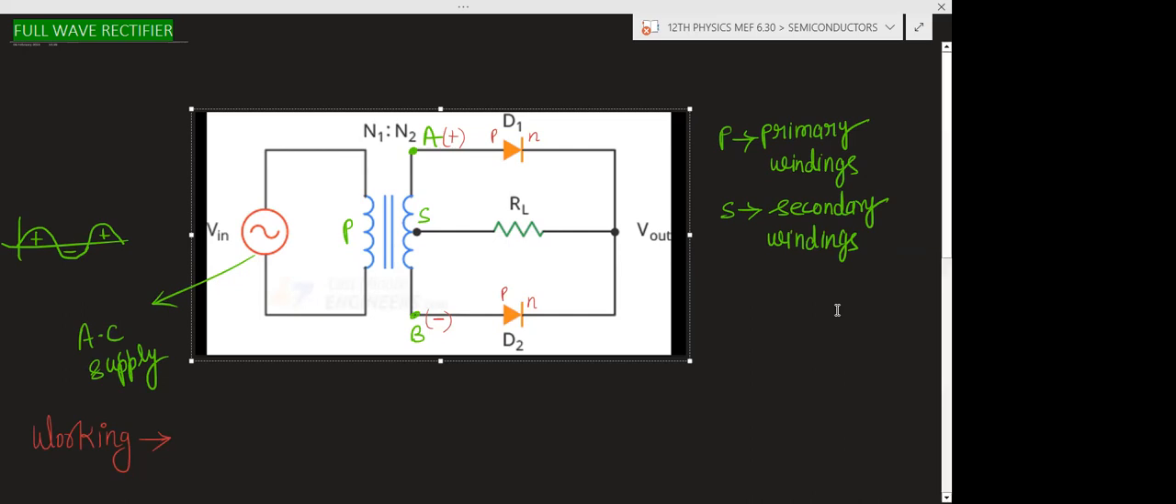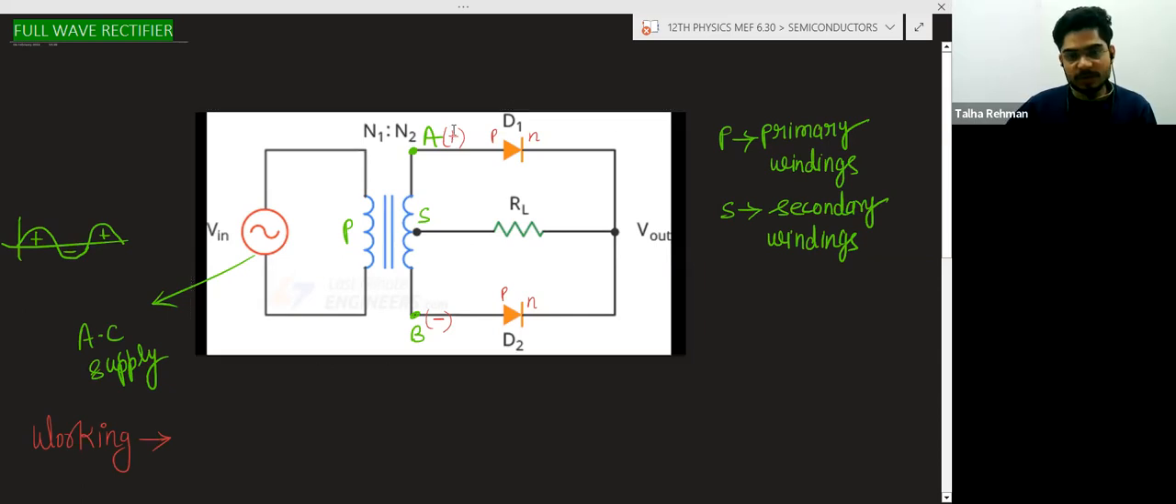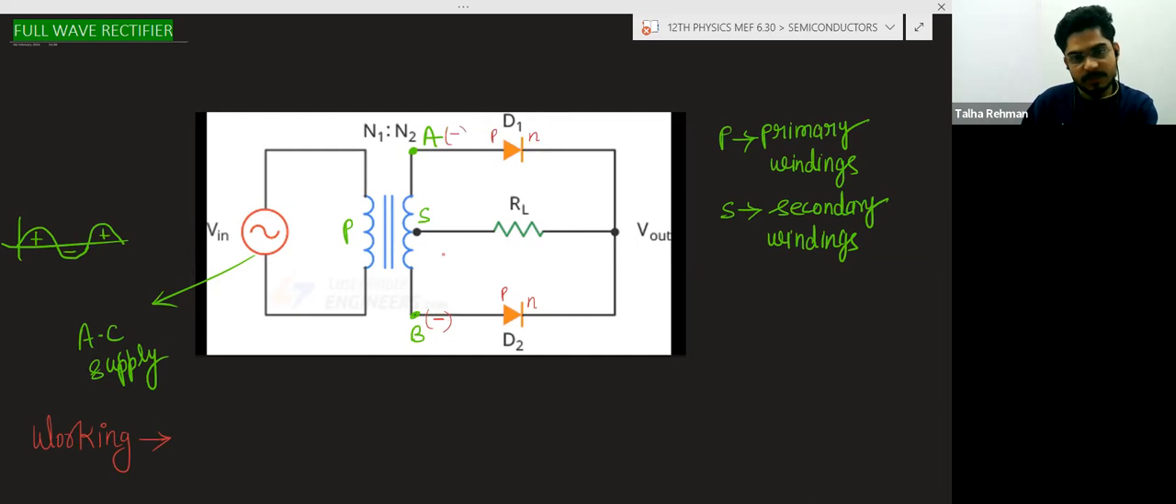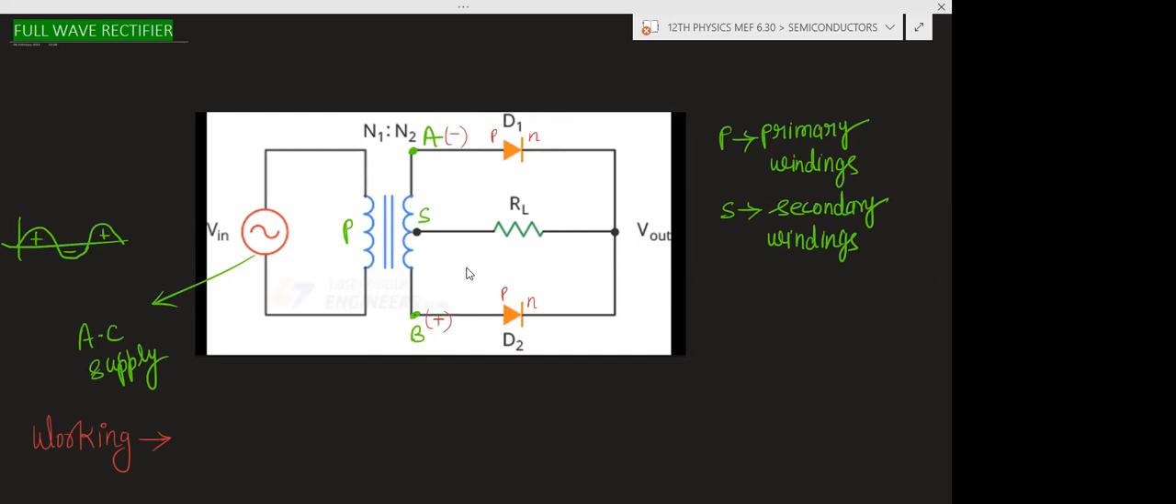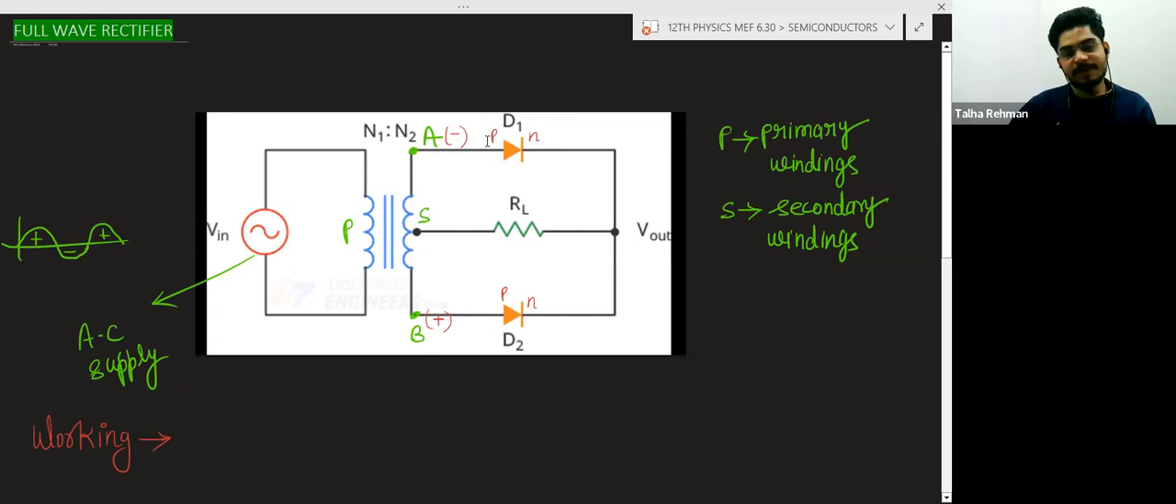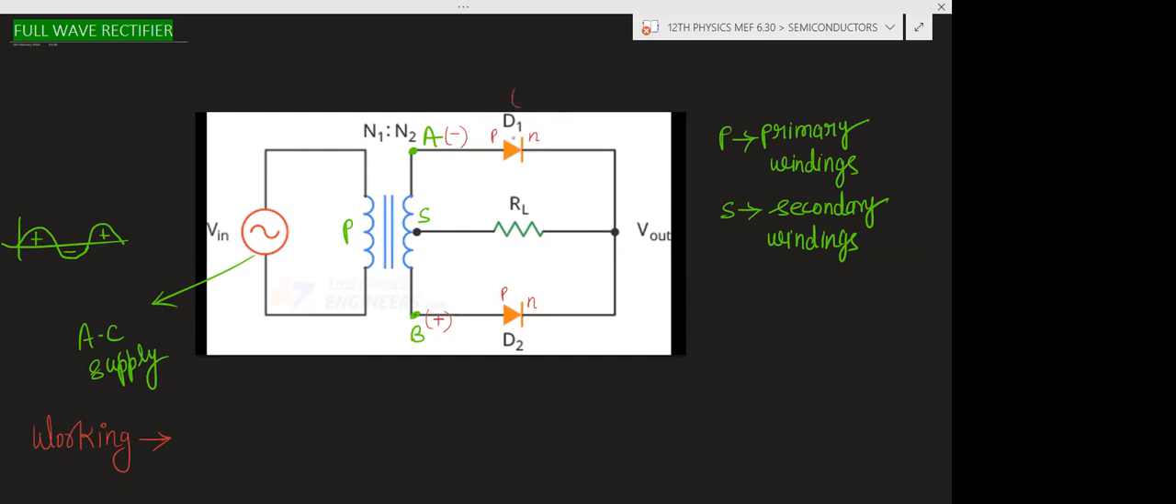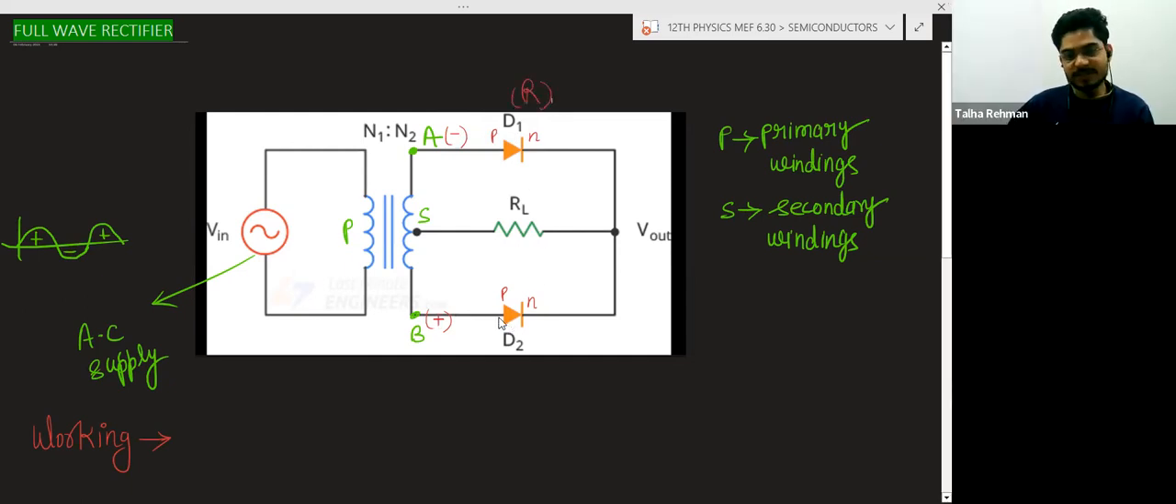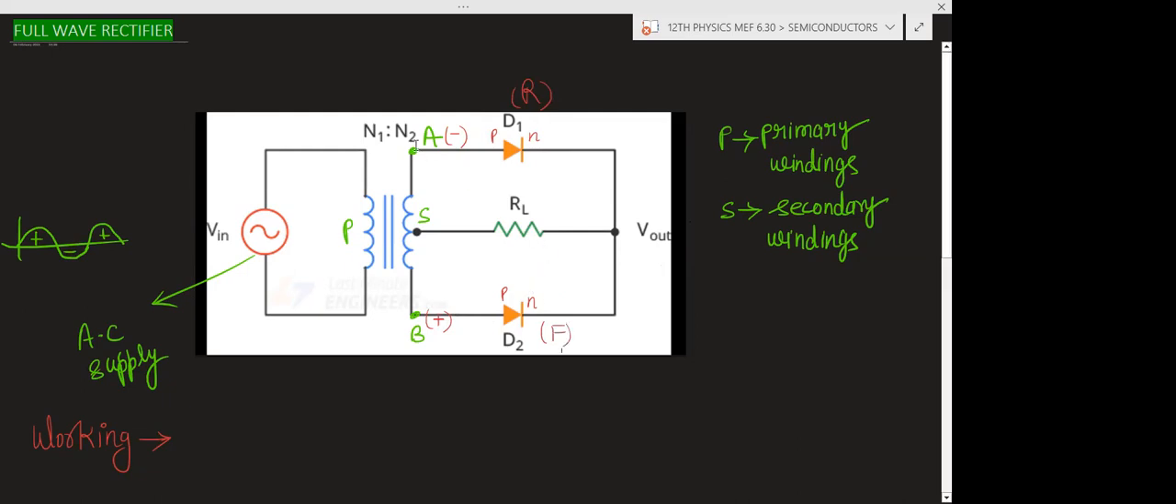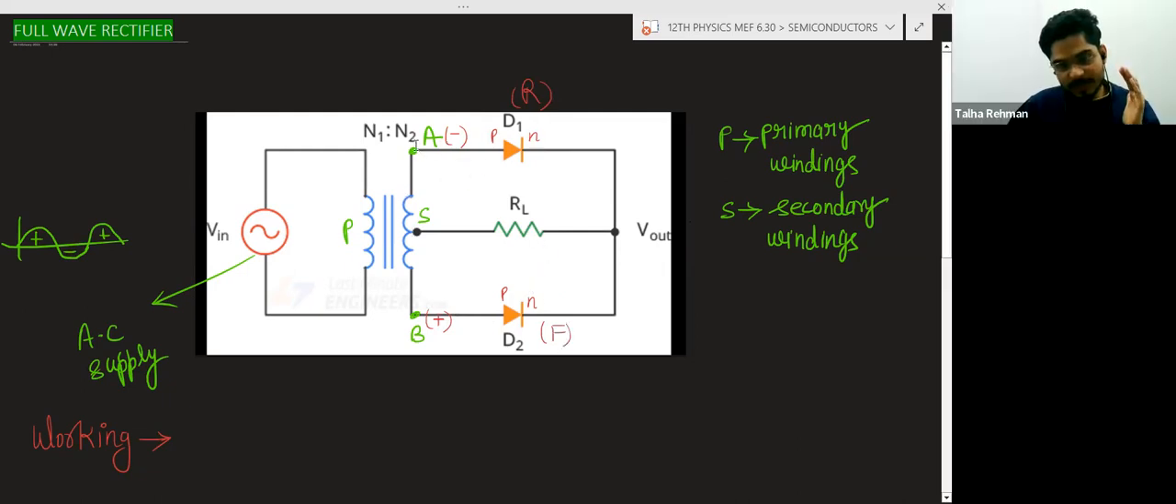Now we will take A as negative and B as positive. In this case, negative is connected to P type and positive is connected to N type. So this is reverse bias. And now see this diode: positive is connected to P, negative is connected to N, so this is forward bias. So this time this diode will not conduct, which means there will be no current through this diode.